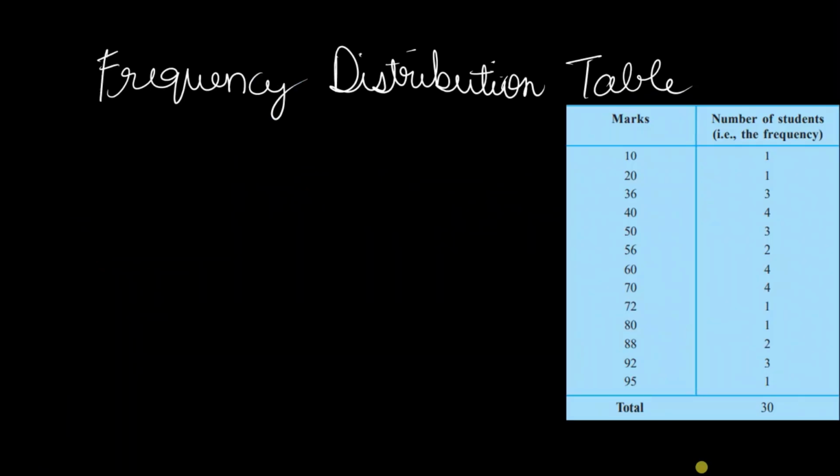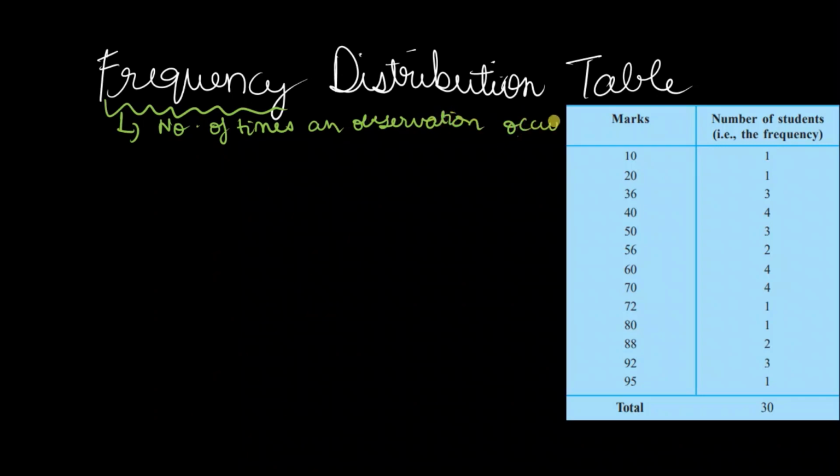Now we have something called a frequency distribution table. But first of all, what is frequency? I have not written the definition here, but I will tell it to you orally. The number of times an observation occurs in the given data is called the frequency of that observation. Basically, in simple words, the number of times an observation occurs in a given data.